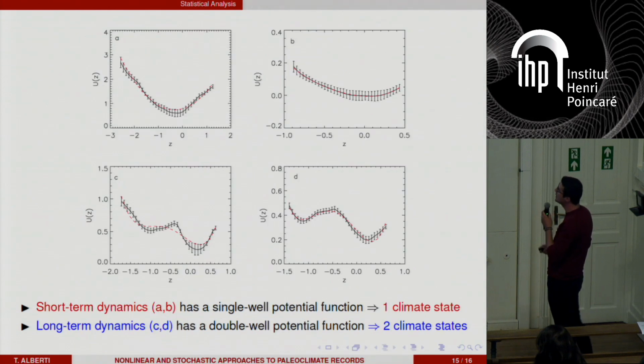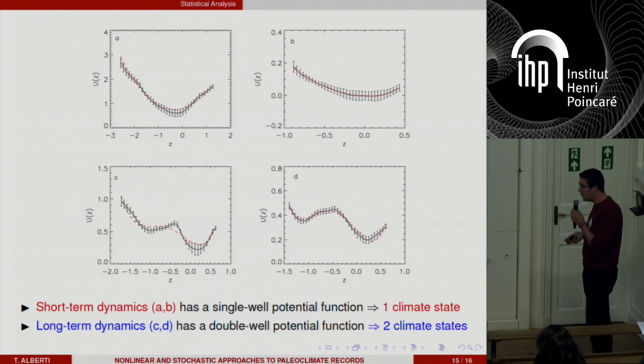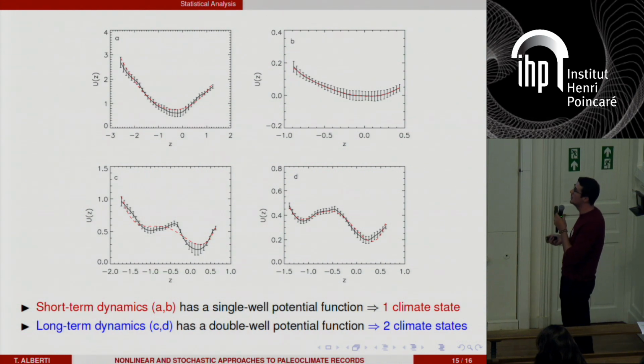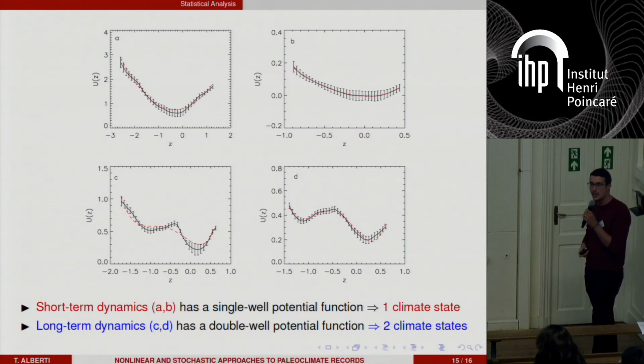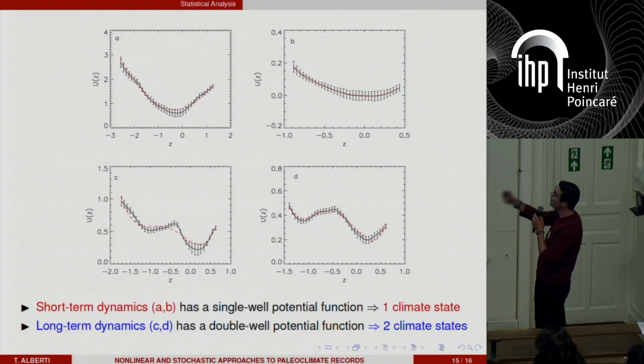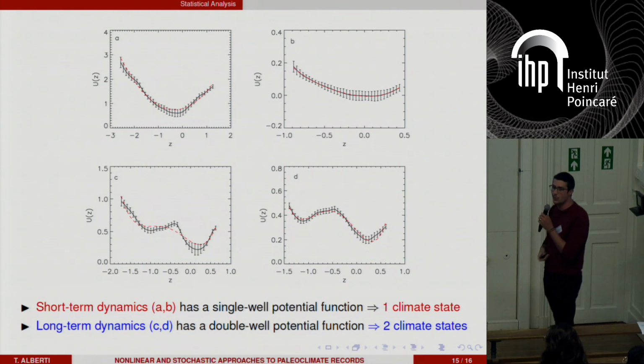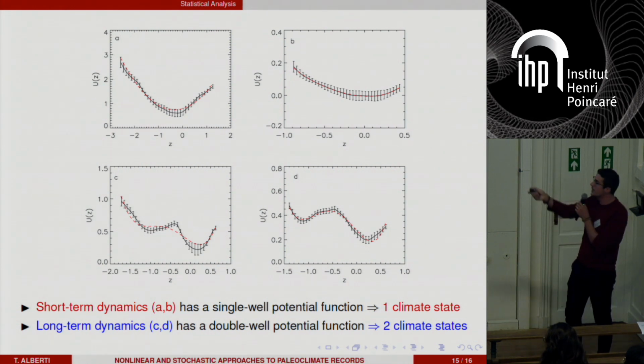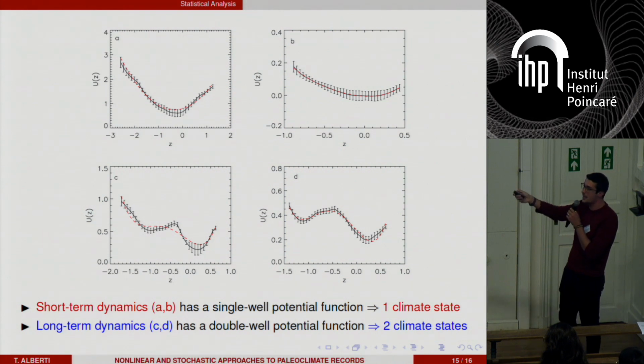And what is interesting is this one. If we evaluate the potential function for the short-term reconstruction, which is able to reproduce the Dansgaard-Oeschger events, we see the existence of a single well potential function, which means that we have only one climate state, while if you look at the behavior of the potential for the long-term dynamics, this is a clear double well potential function, which means that here we have two different climate states.